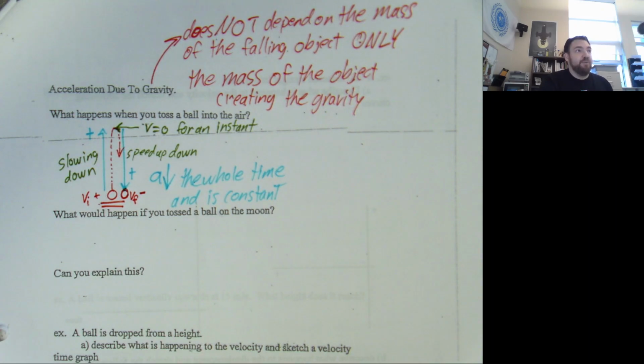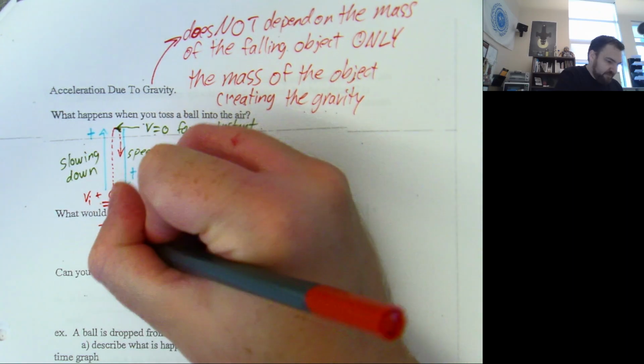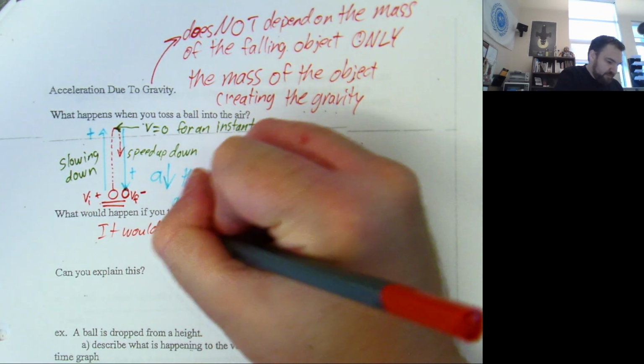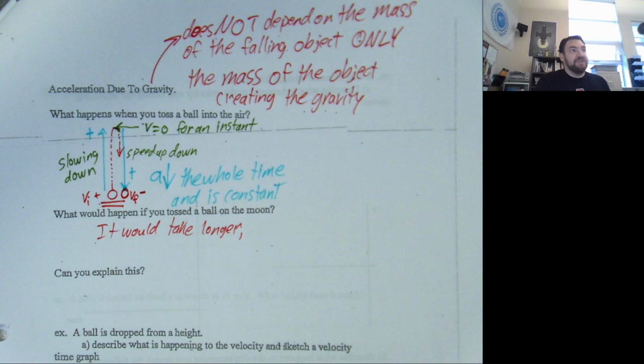What happens if you toss the ball on the moon? You guys seen footage? It would take longer to do the exact same thing because the moon is less massive. Okay. So what would happen if you toss on the moon? It would take longer. And if it's taking longer, what else is probably going to be true? For the same initial V. If I threw it up the exact same way I just did here on the moon, what else would be different?